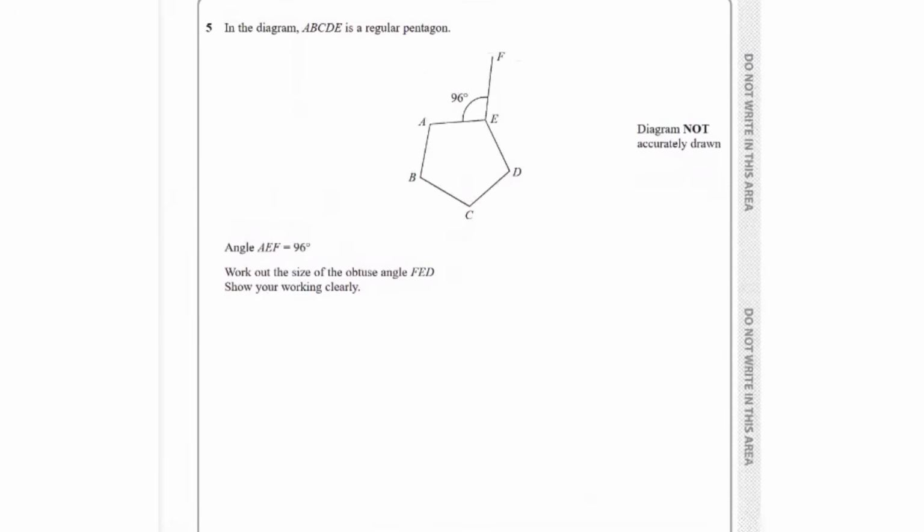And question number 5, which is for 4 marks, says that in the diagram ABCDE is a regular pentagon. So if it's a regular pentagon, that means we have all equal sides and all angles on the inside of the shape are going to be equal, basically the interior angles. So angle AEF is given as 96. Work out the size of the obtuse angle FED. They want us to find this angle.